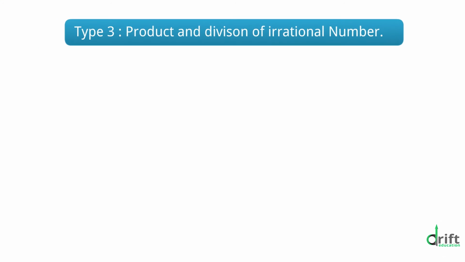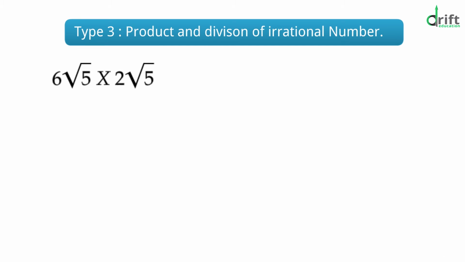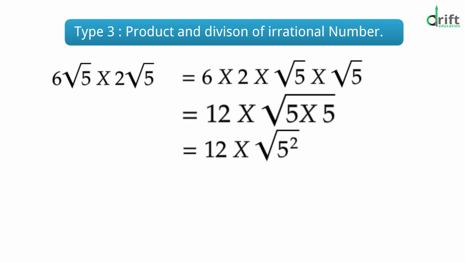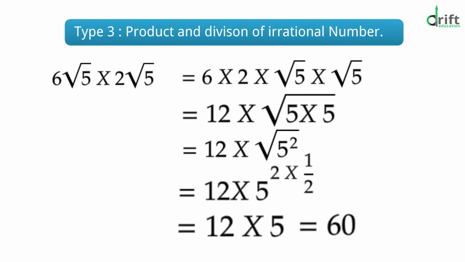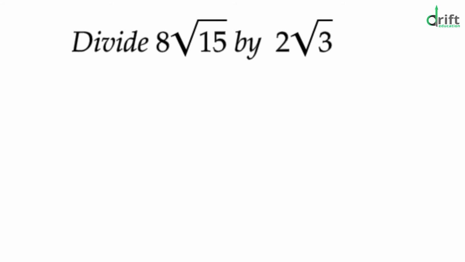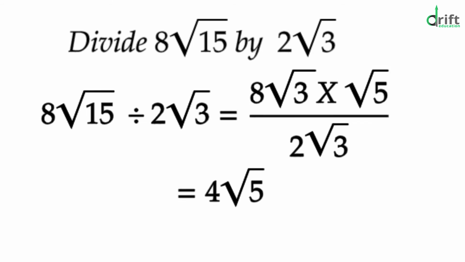The next type, the product and division of irrational numbers. Here in the question we have to multiply 6 root 5 into 2 root 5. So here the multiplication gives us 6 into 2, root 5 into root 5, which is 12 into 5 equals to 60.